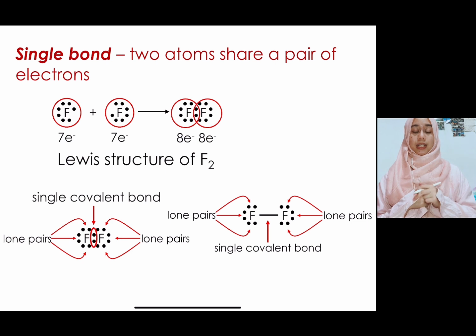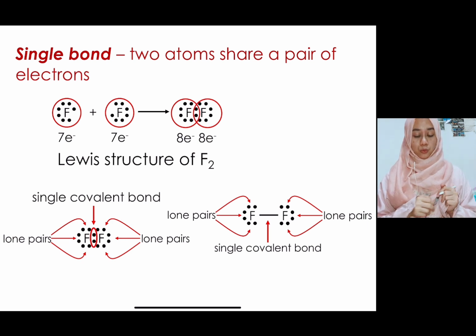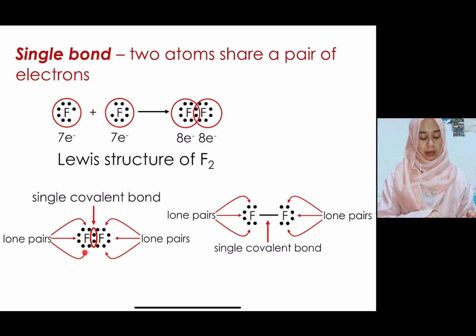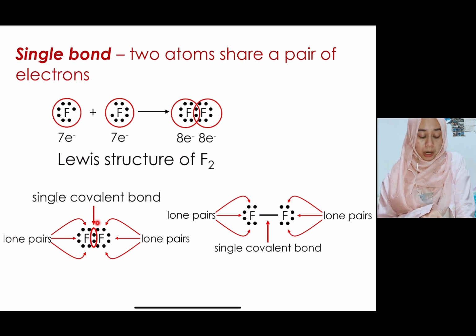Okay, so this is the Lewis structure of F2. Sama ada kamu nak tunjuk yang macam atas tu ataupun yang macam bawah tu pun boleh juga. Yang lain-lain tu adalah considered sebagai lone pair. Ni lone pair, lone pair, lone pair. Ni pun lone pair, lone pair, lone pair. Tapi yang diorang share ni itulah single covalent bond. Sama ada kamu nak tunjuk dalam bentuk dot-dot juga boleh, or you can represent it with satu dash. Satu dash ni menunjukkan single covalent bond.